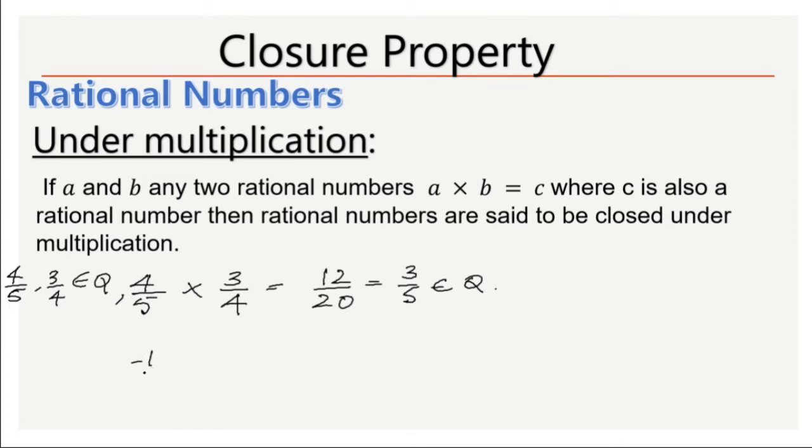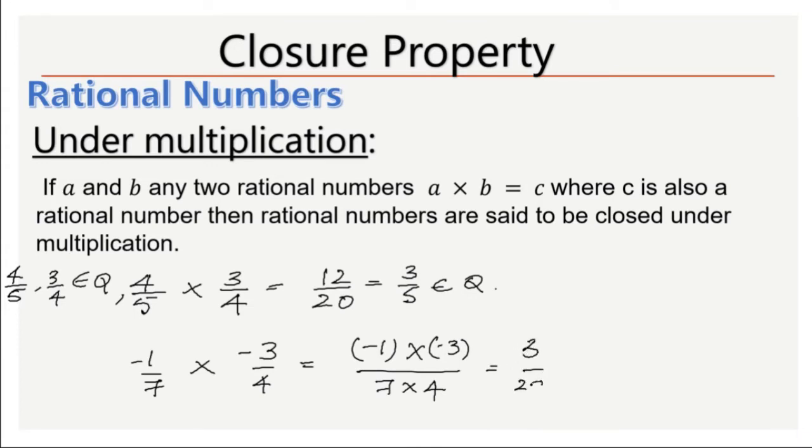Let's look at some other example. Minus 1 by 7 multiplied by minus 3 by 4. What will be the product? It will be negative 1 into negative 3 divided by 7 multiplied by 4. This becomes positive 3 upon 28. It's again a rational number. So the product of any two rational numbers is also a rational number. We say that it's closed under multiplication.